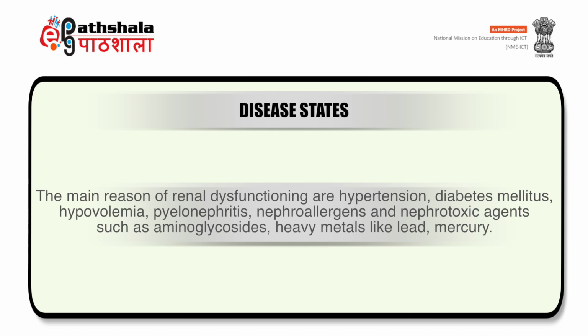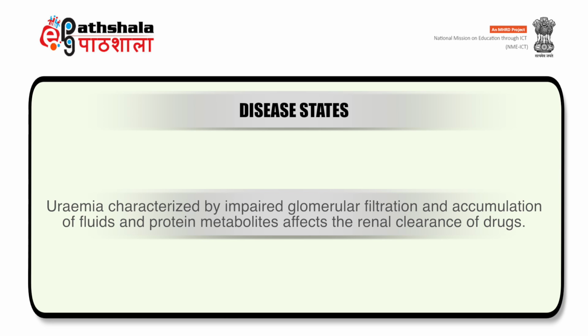The main reasons for renal dysfunction are hypertension, diabetes mellitus, hypovolemia, pyelonephritis, nephroallergens, and nephrotoxic agents such as aminoglycosides and heavy metals like lead, mercury, etc. So uremia is characterized by impaired glomerular filtration and accumulation of fluid and protein metabolites that affect the renal clearance of drugs.